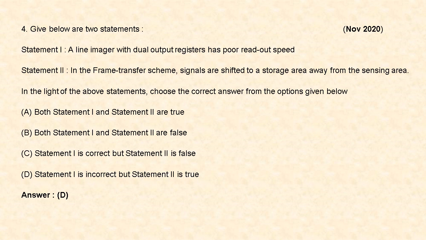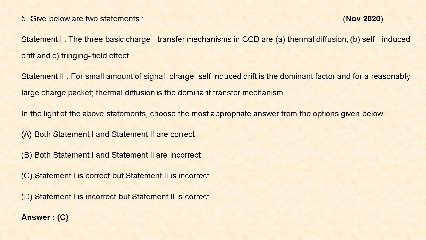Here if you see, statement 1 is wrong because a line imager with dual output register has good readout speed. And statement 2, in the frame transfer scheme the signals are shifted to a storage area away from the sensing area. We know that in the frame transfer scheme the whole section is divided into two areas. One is the light sensitive imaging array and the second one is the storage array. So statement 2 is true. Option D is correct.